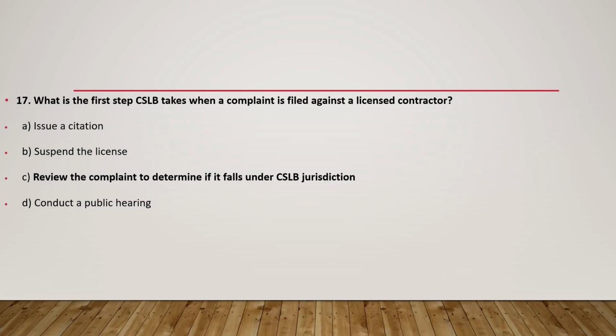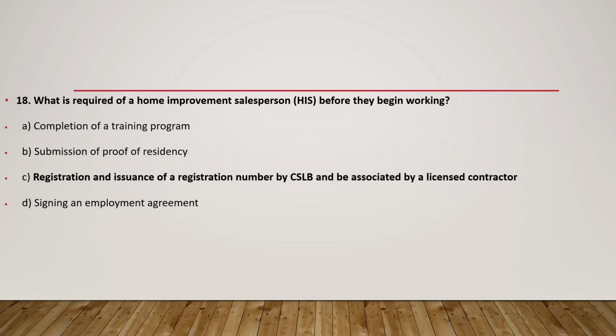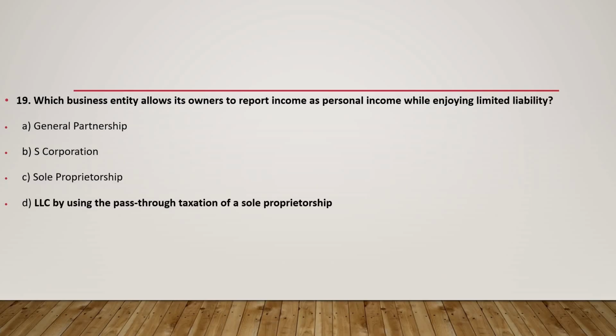C. Review the complaint to determine if it falls under CSLB jurisdiction. 18. What is required of a home improvement salesperson, HIS, before they begin working? C. Registration and issuance of a registration number by CSLB and be associated with a licensed contractor. 19. Which business entity allows its owners to report income as personal income while enjoying limited liability? D. LLC, by using the pass-through taxation of a sole proprietorship.